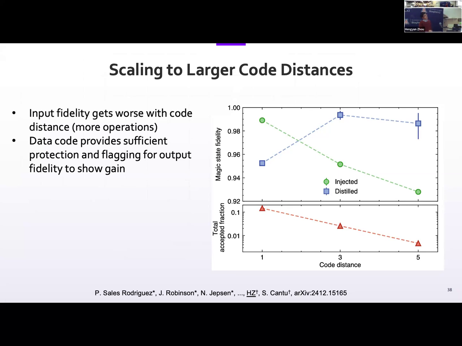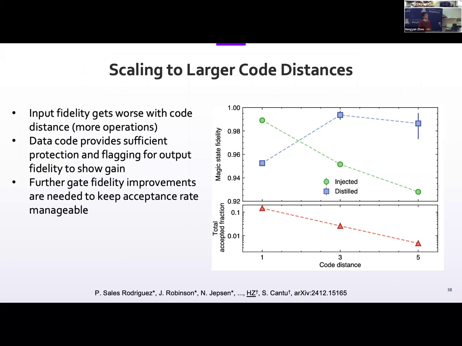But we see that once you use this distillation and use suitable flagging, then the fidelity of the output improves compared to before. Right now, this total acceptance fraction is still going down in order to maintain this. But we estimate that if we could improve the gate fidelity by a factor of 2, then we would be able to consistently have this gain without this decrease here. So right now, our gate fidelities are quite not where we want them to be.